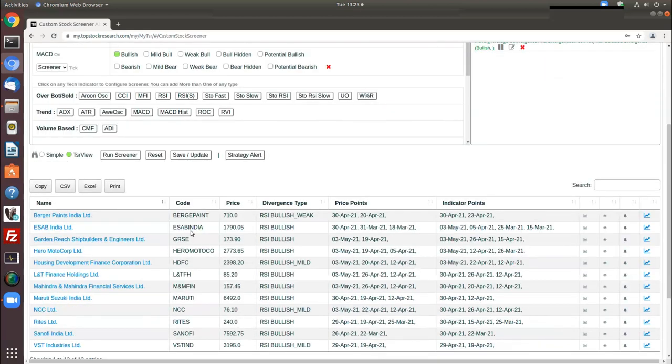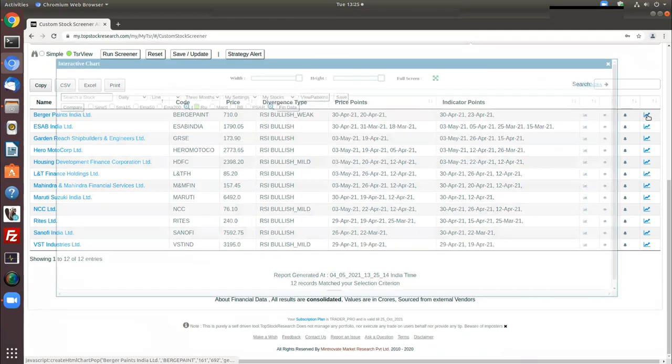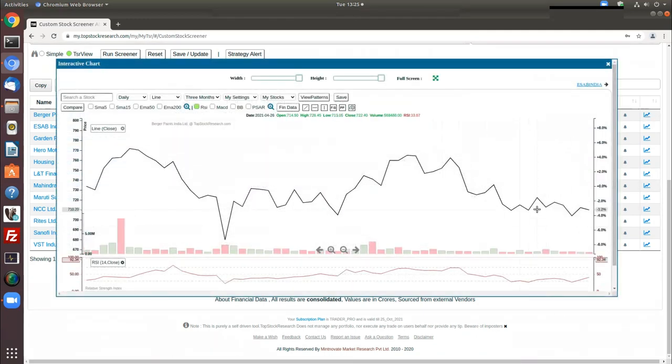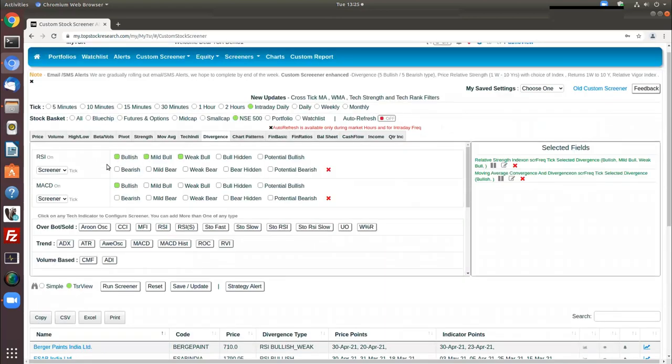When we run this, you get the points which are there. This is RSI bullish weak. This is RSI bullish formed here. So this is how the results have come in. You click on this chart, you see the divergence. I'll let you interpret the divergence the way you would want to see. But the point which we want to highlight here is basically there's an AND condition which comes here, OR condition comes here. So very soon in the chart patterns we'll add more functionalities.